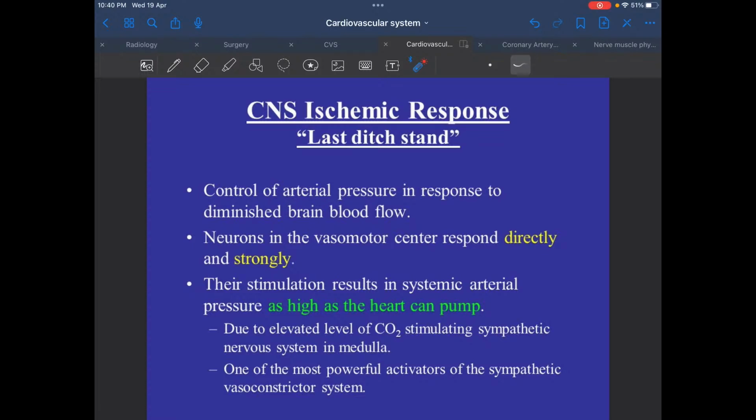Whenever the pressure is up to 60 millimeters of mercury, the baroreceptors can function. I told you that the threshold for your baroreceptor is 60. Whenever the pressure decreases to less than 60, some other things are going to function. And the last response that we have is known as the CNS ischemic response, which is going to occur whenever the pressure drops to even 30 millimeters of mercury. So that's a very small amount of pressure. That's why it's known as the last ditch stand of your body.